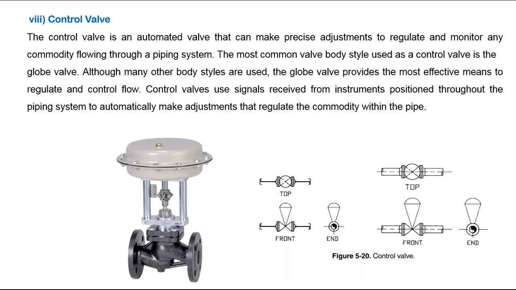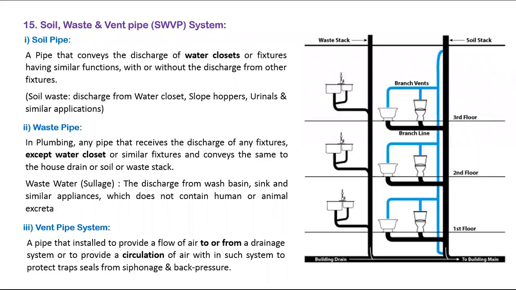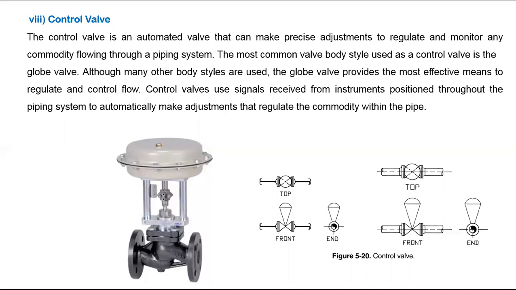Always some actuator will be there to rotate the spindle. Somebody has to rotate the spindle, then only the valve can operate. That's why we are providing a motorized type actuator or a pneumatic type actuator. Pneumatic means gas or air will go to operate the valve. Motorized means if you put a geared motor, you can operate from the control room itself. So these are the valves we are going to use for the piping system.